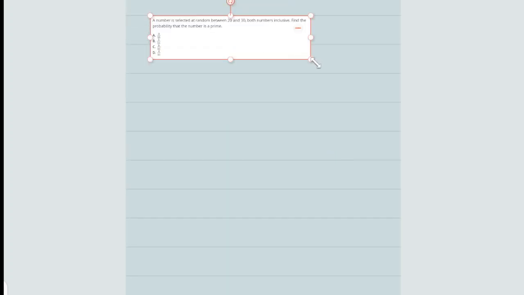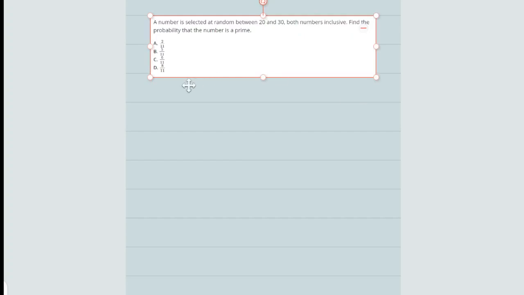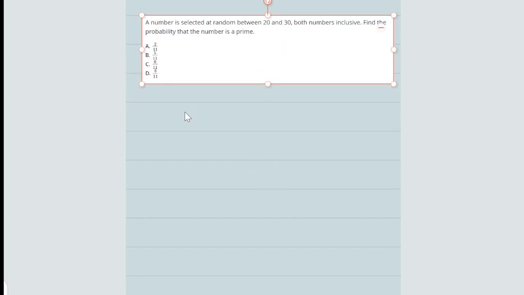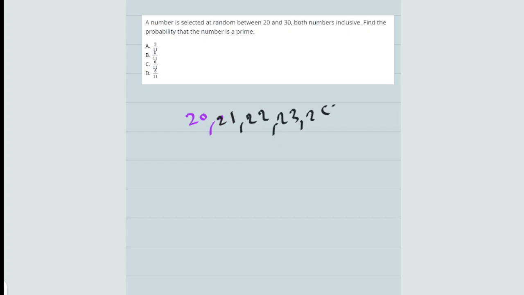A number is selected at random between 20 and 30, both numbers inclusive. So you have this set of numbers from 20: 21, 22, 23, 24, 25, 26, 27, 28, 29, 30.